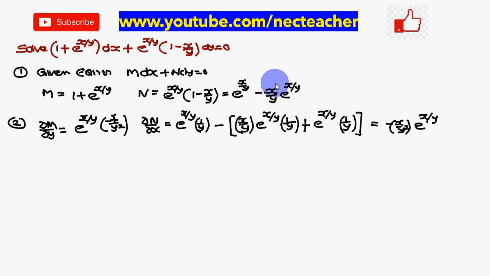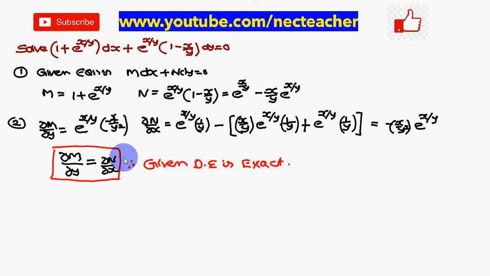Next, ∂/∂y differentiation of N: x by y differentiation is how much? It is 1 by y, because with respect to x you are differentiating x with respect to x, and y is a constant, so 1 by y, and x differentiation is 1. If you simplify, you get this. If you look at these two, they are equal, therefore ∂M/∂y equals ∂N/∂x. The given differential equation is exact.